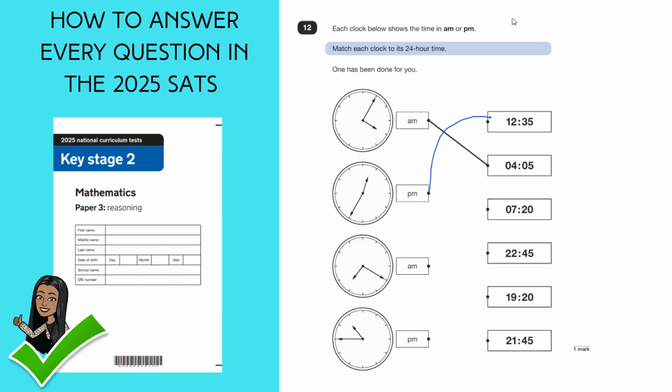Okay, so for this next one, we can see that the hour hand is pointing past 7, so it's 7 o'clock, and then the minute hand is on 20, so it's 7:20.